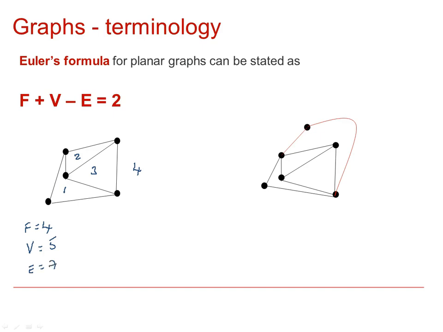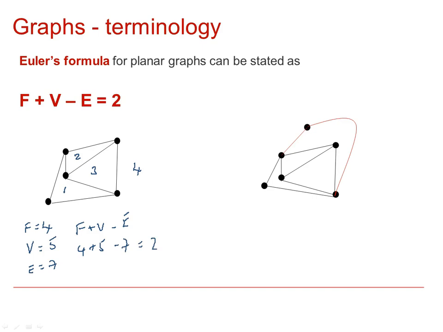So there we can see that we have F plus V, 4 plus 5, minus E, minus 7, is indeed equal to 2. And in all cases that will be the same.